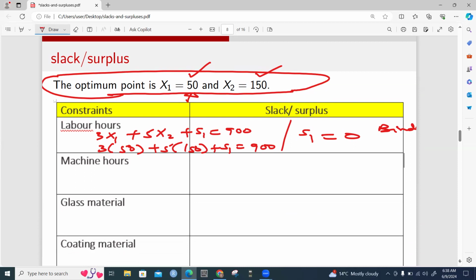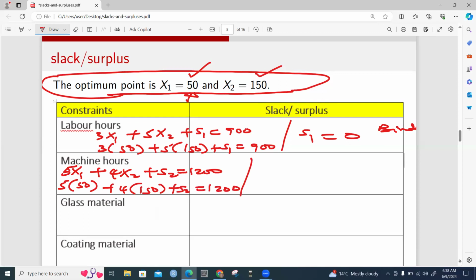Then when I look at the second constraint, and if I want to know the slack associated with it, I'll be looking at 5x1 plus 4x2 plus S2, which is equal to 1200. Again, at optimum, I'm talking of 5 into 50 plus 4 into 150 plus S2 equals 1200. When I calculate this, I get S2 to be 350, so this is a slack of 350.